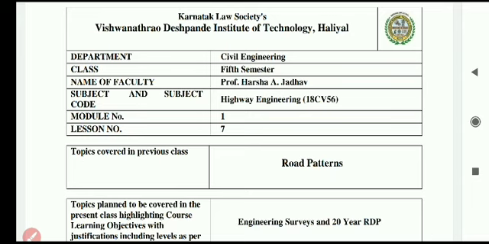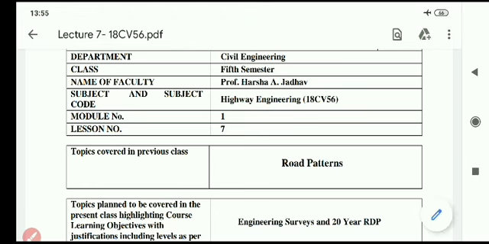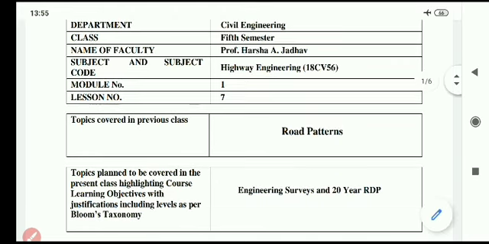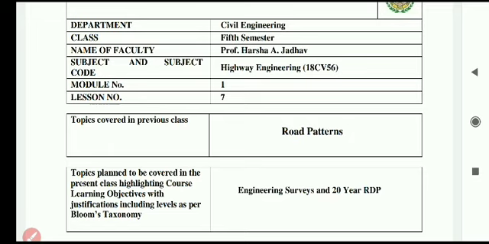Road pattern is basically a road network. It is a geometrical shape of the road network which can give the transportation facilities. Based upon the network appearance, these road patterns are finalized. So under the road patterns we have block pattern, star and radial pattern, star and circular pattern, star and grid pattern, and many more patterns.